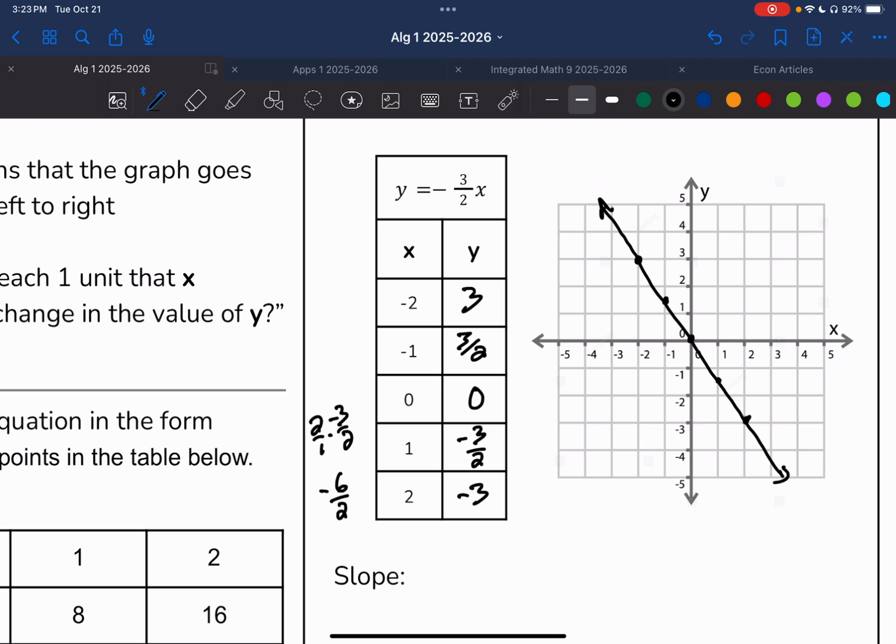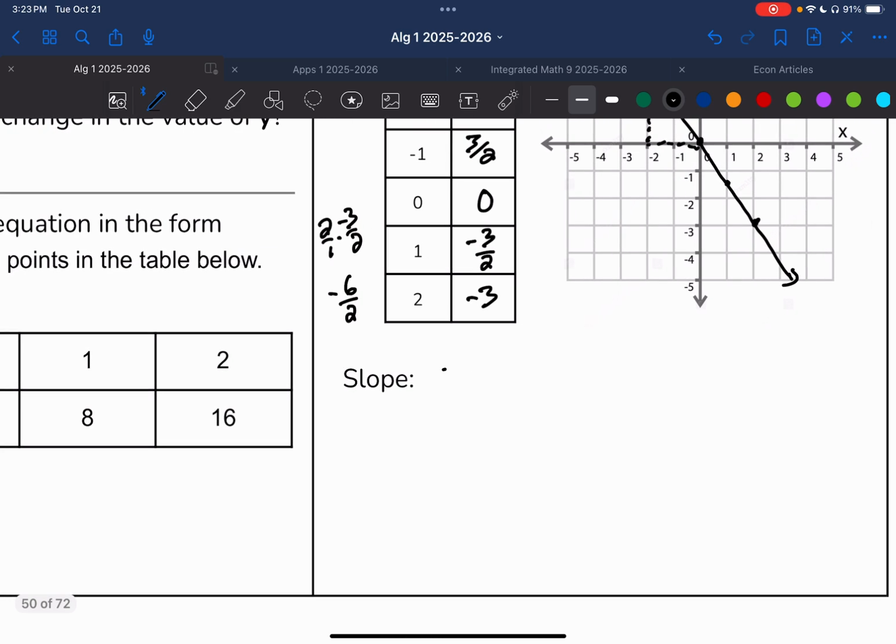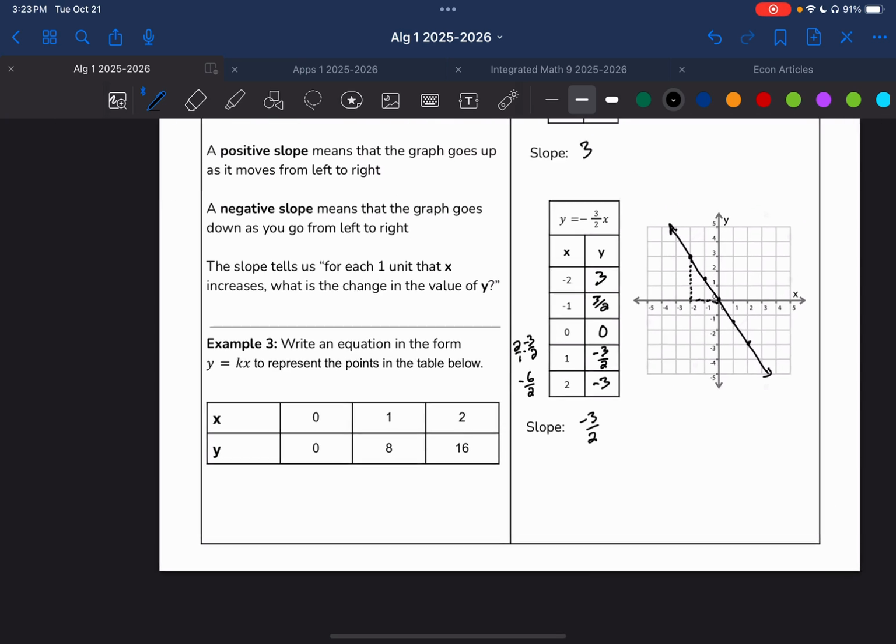One way we can think about this is for every 2 units we cross in the x, we're going to change 3 units in the y. So I'm kind of foreshadowing the next page a little bit here, but we can think about that as a slope of -3/2 means for every 2 units you go right, you have to go 3 units down. So the slope here is -3 over 2.